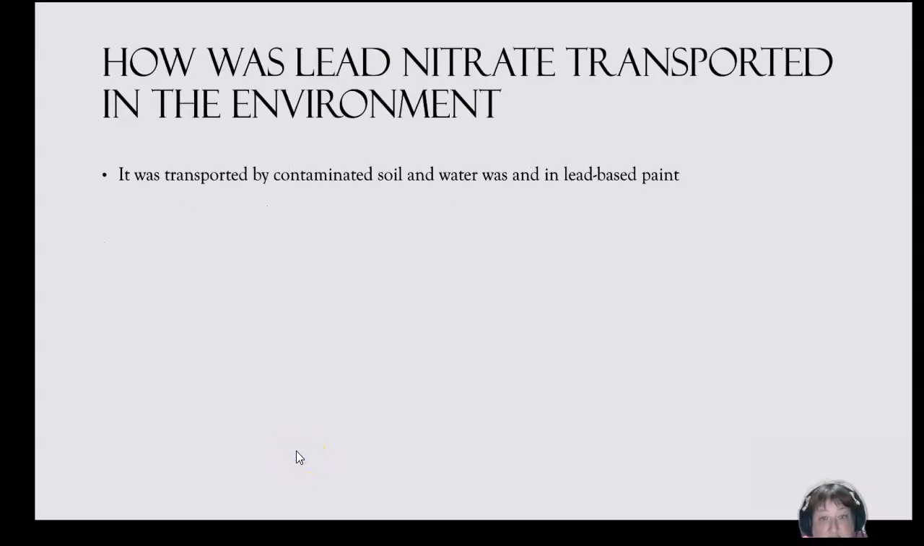How is lead nitrate transported in the environment? It is transported by contaminated soil and water and in lead-based paint.